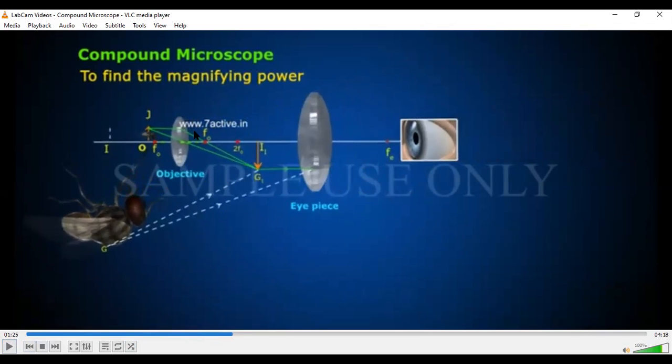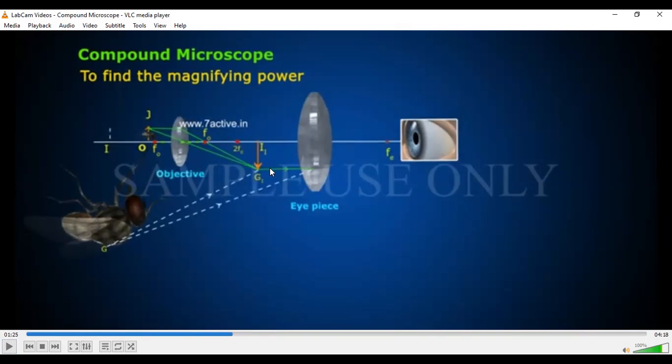You can see that this is the working. The object is placed beyond the focus. The first ray comes out parallel to the principal axis and passes through the focus, and the second ray passes through the center of curvature unrefracted, and they make an image. The distance between the two lenses can be increased and decreased, so this image is adjusted in such a way that it serves as an object for the other lens. So you can see that this is an object for this lens.